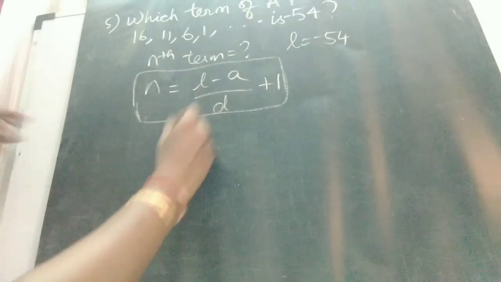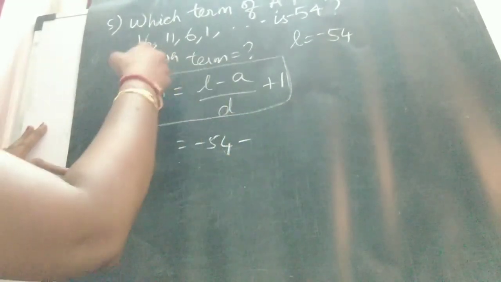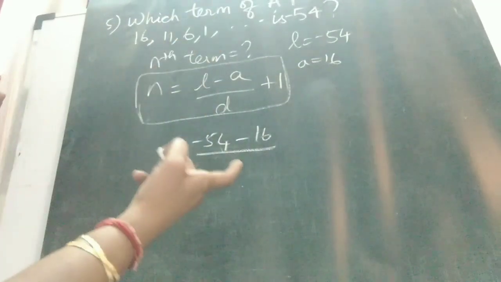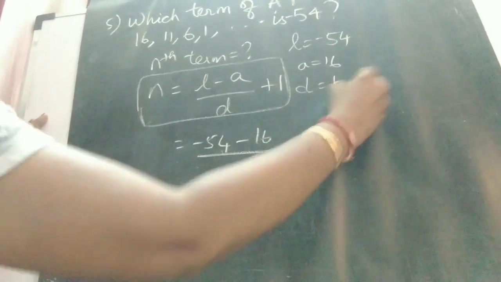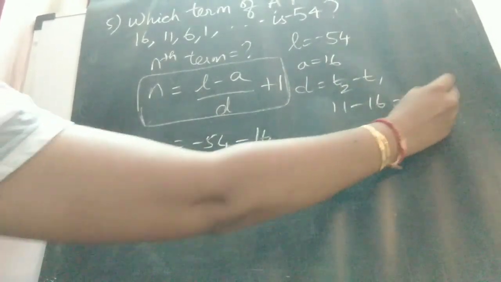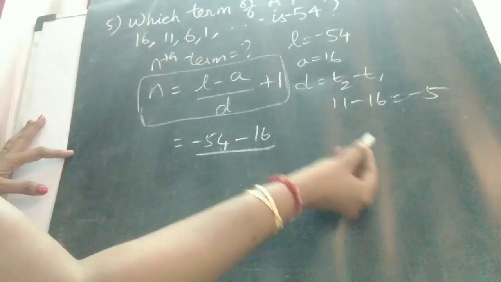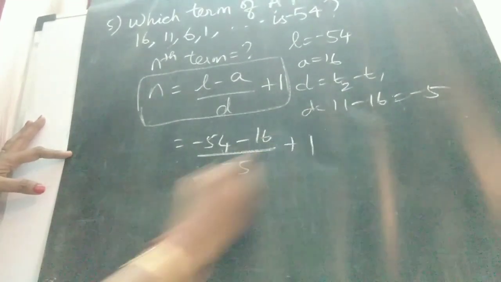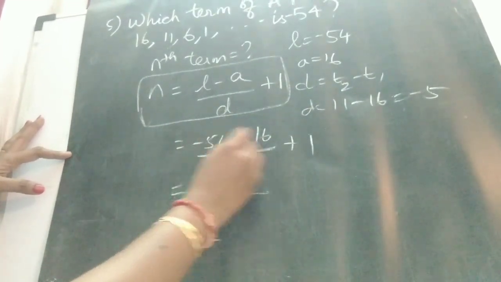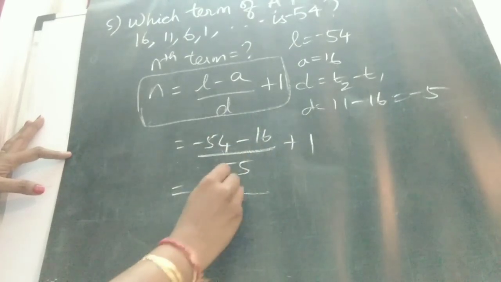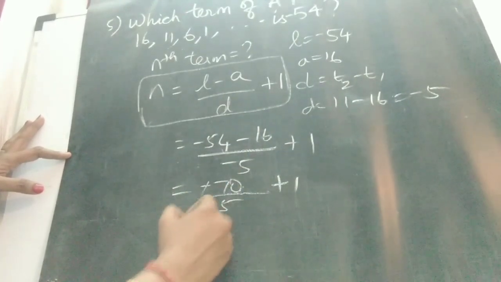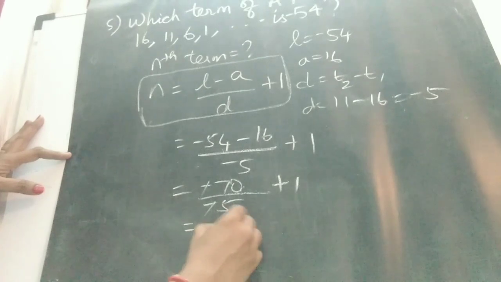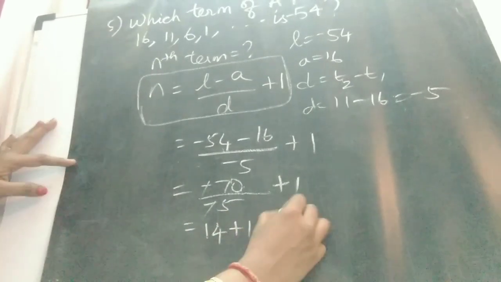Here your L is minus 54. So minus 54. A is your first term. That is your A is again 16, by the common difference. Already they told it is an AP. So the difference D is T2 minus T1. Right? 11 minus 16, which is minus 5. Similarly 6 minus 11, that is also minus 5. 1 minus 6, that is also minus 5. So your D is minus 5, plus 1. Therefore minus 54 and minus 16 are the same sign, so add it, minus 70. Minus minus cancels, 70 by 5. Right? It is 14 times. 14 plus 1, which is your 15.